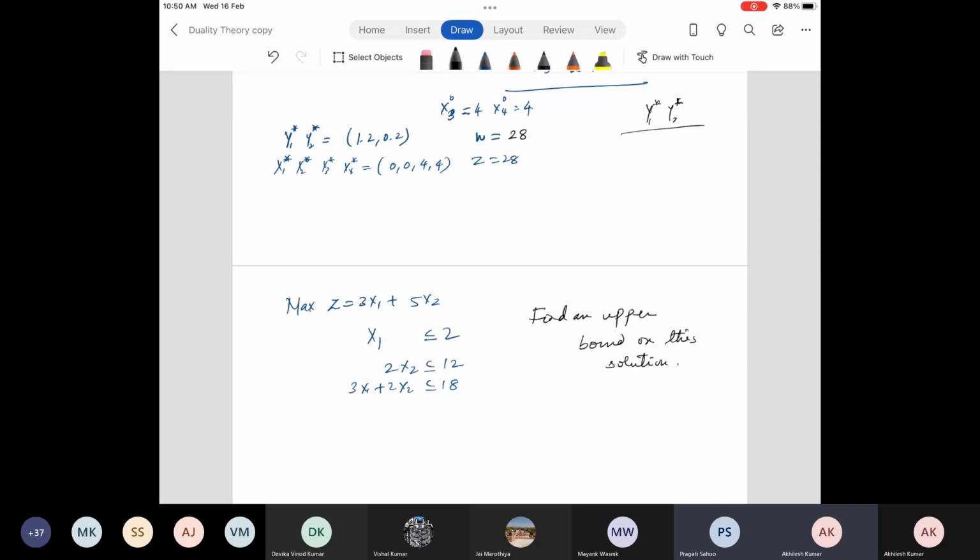So what you need to do is convert it to its dual. So W equals 2y1 plus 12y2 plus 18y3, with y1 plus 3y3 is greater than or equal to 3 and 2y2 plus 2y3 is greater than or equal to 5. Just put any number which satisfies these constraints. Give me any number which satisfies these two constraints. Any number of your choice.